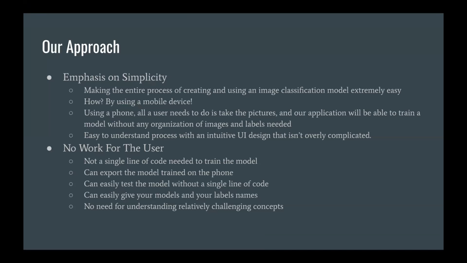And so that is why our approach is trying to emphasize simplicity. So how do we make it so that the process of creating and using an image classification model is extremely easy? By using a mobile device. So using a phone, all a user really needs to do is take the pictures, and our application will be able to train the model without any organization of images and labels needed.